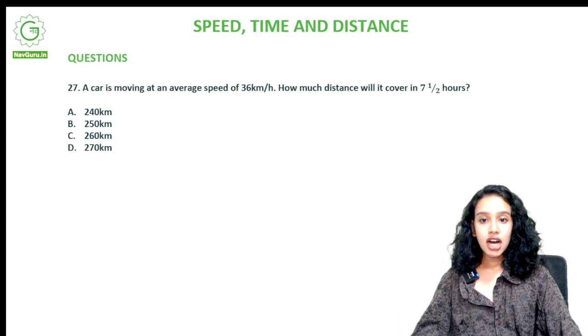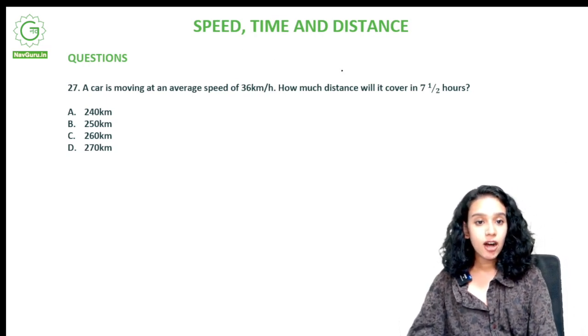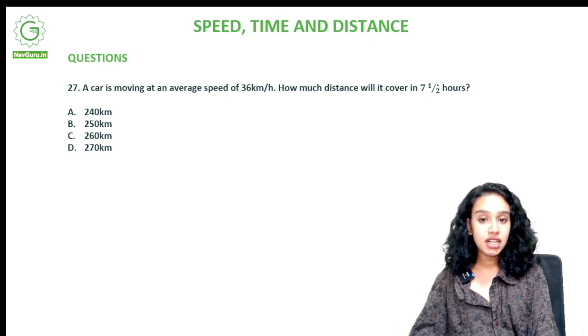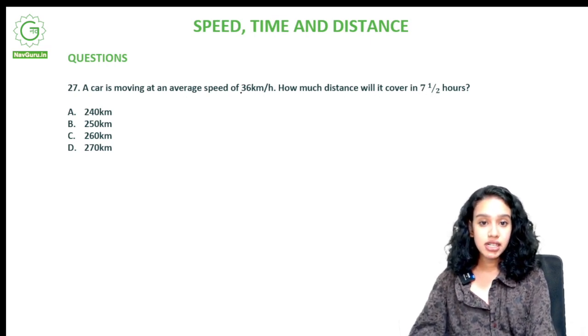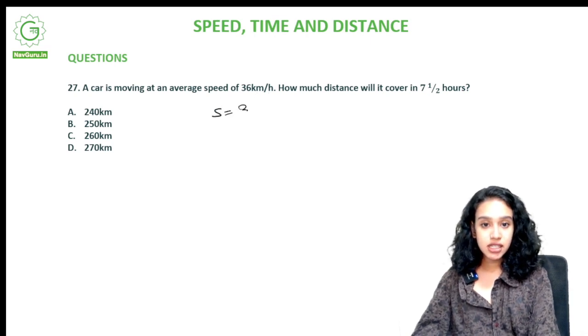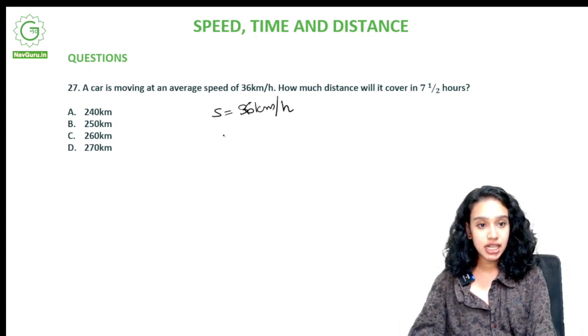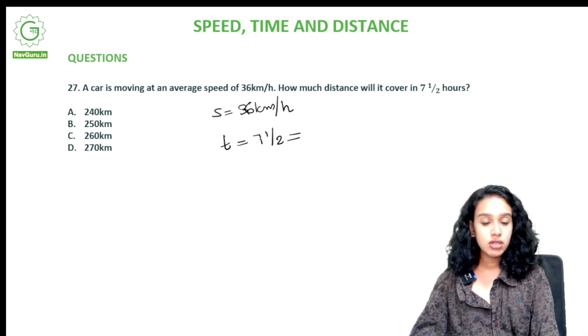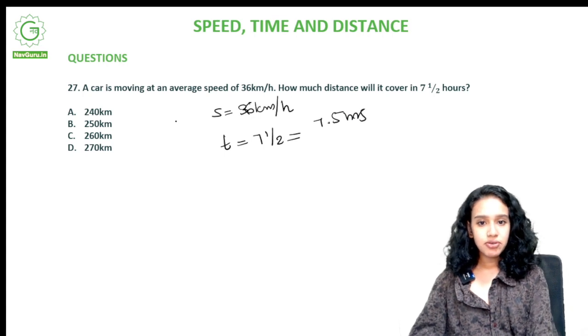Now, a car is moving at an average speed of 36 km per hour. How much distance will it cover in 7.5 hours, right? So the average speed of the car is 36 km per hour. So speed of the car is given as 36 km per hour. Now we have time given as 7.5 hours, right? Now we have to find the distance.